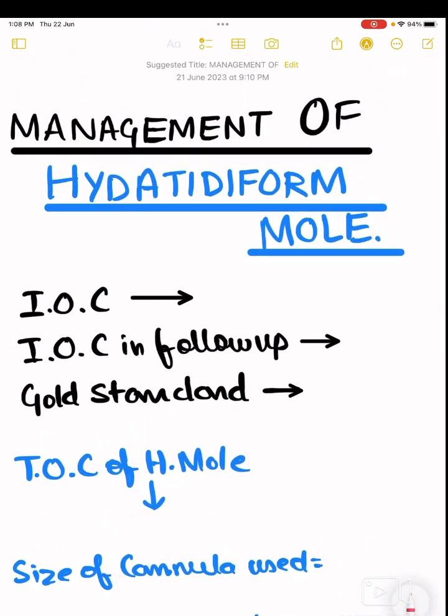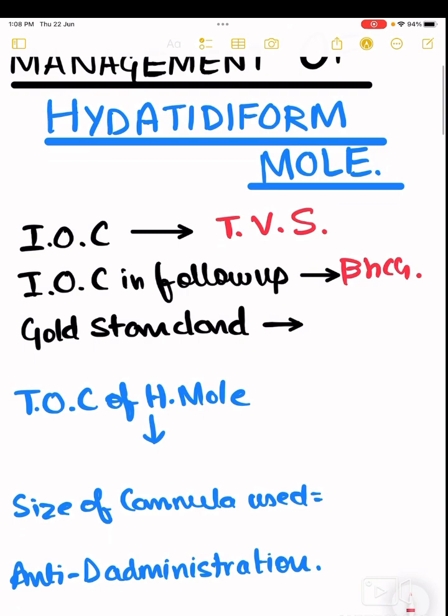What is the investigation of choice for molar pregnancy? Right, so the investigation of choice is transvaginal ultrasound. If they ask you the investigation of choice in follow-up, then it is not TVS, it is beta HCG levels. Right, what is the gold standard? Everyone knows it, histopathological examination.